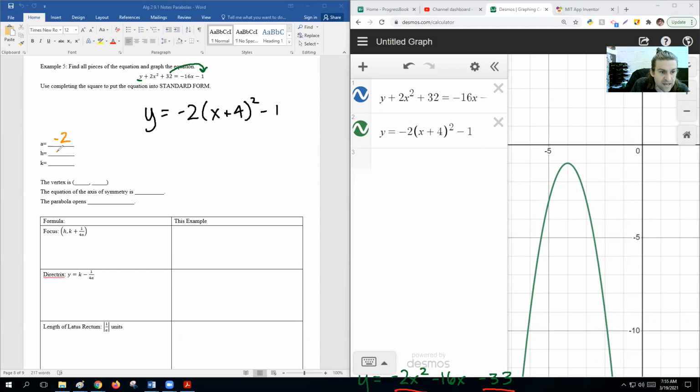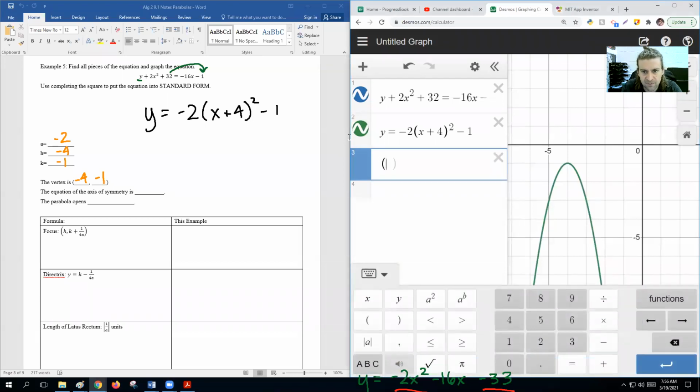K is negative 4 because remember it's x minus h, and then k is negative 1. So our vertex we saw on Desmos is at negative 4, negative 1. The axis of symmetry, these are things we can double check here. If I type in the point negative 4, negative 1, we can see that's right on the point. That's the vertex there.